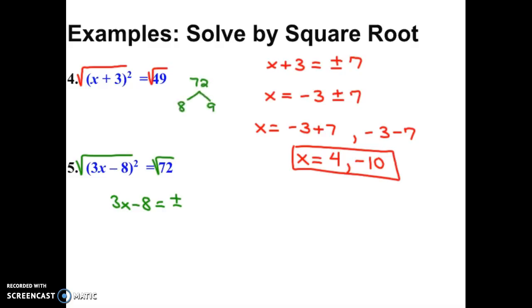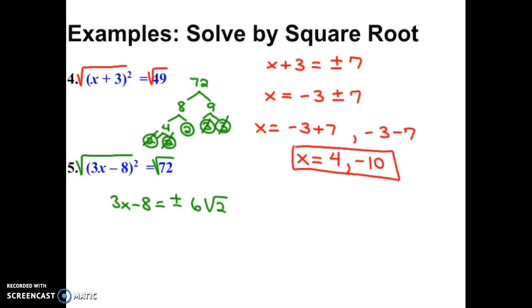8 times 9 is 72. 9 is 3 and 3. 8 is 2 and 4. And 4 is 2 and 2. So you can take out one 2 and one 3 since you have 2 of each. So a 6 would come out front. And you could not take out a 2, so that would have to stay underneath. So that's how I would start out the problem.